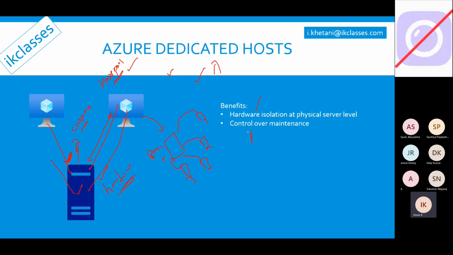Okay, you can have control over maintenance. Now if I'm deploying VMs in a shared host, I don't have control over maintenance for that particular hardware. Azure has its own monthly patching cycle, and Azure will patch that hardware. So this is Azure dedicated host. Now, given my subscription, I cannot show the demo for dedicated host, but you just need to create a dedicated host pool, and you will then be able to deploy the VMs on that dedicated host.